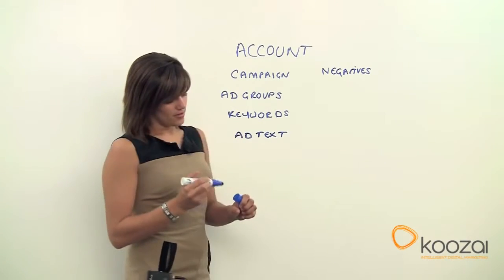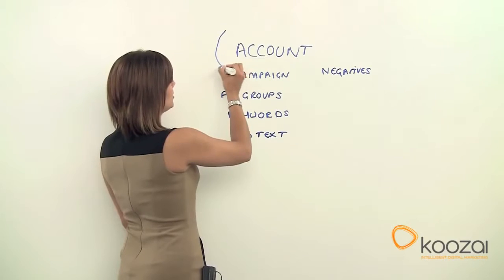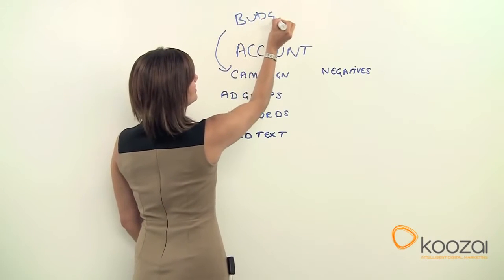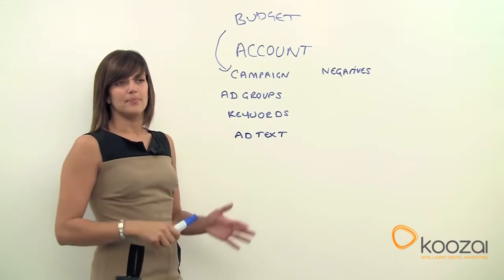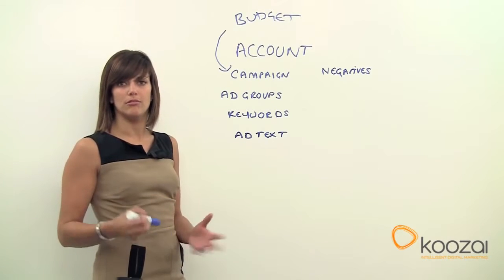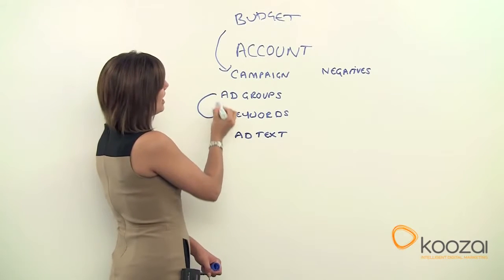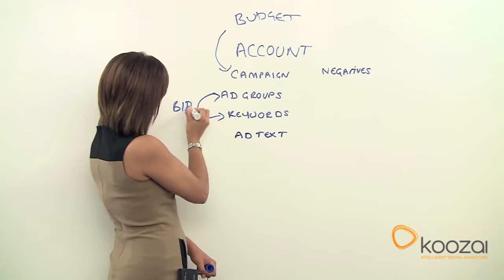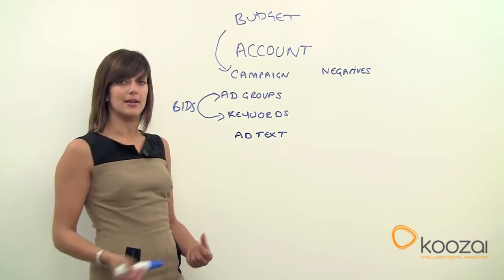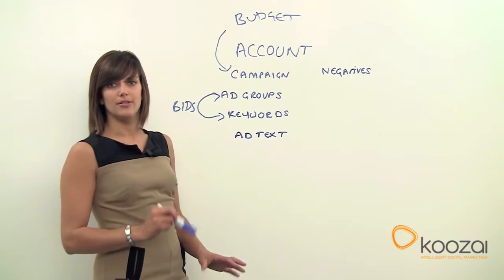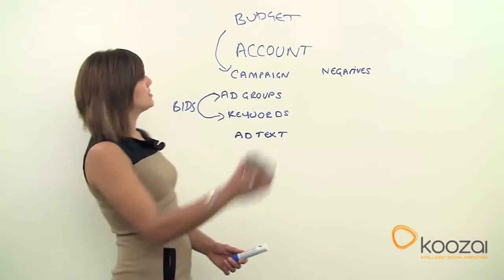So that's your negatives. The next thing you want to look at and pay attention to when you're creating an account is the budget that you want to set. Now, the budget is set at campaign level. That's a daily budget that you can allocate, and it should be something you can afford to pay on a daily basis. Following that, you then want to set your keyword or ad group bids. These are called maximum CPCs, and they tell the search engines what you're willing to pay per click. So don't overinflate these, and don't put a really low CPC in there, because your ads aren't going to be shown.